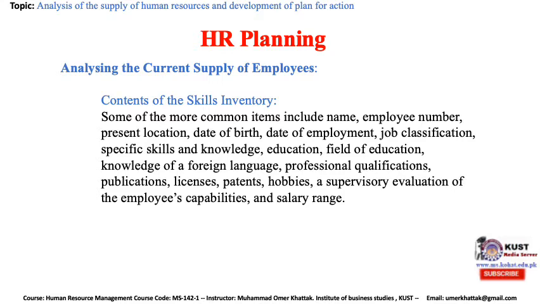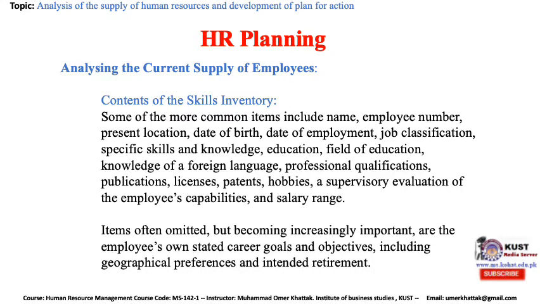Some of the more common items include name, employee number, present location, date of birth, date of employment, job classification, specific skills and knowledge, education, field of education, knowledge of a foreign language, professional qualifications, publications, licenses, patents, hobbies, a supervisory evaluation of the employee's capabilities, and salary range. Items often omitted but becoming increasingly important are the employee's own stated career goals and objectives, including geographical preferences and intended retirement.